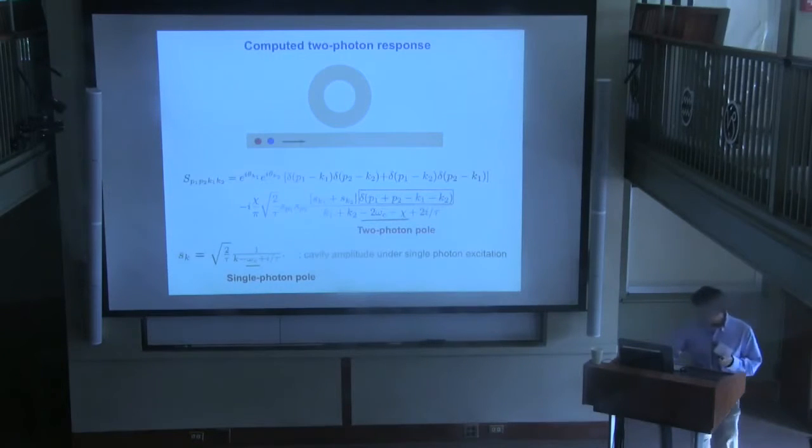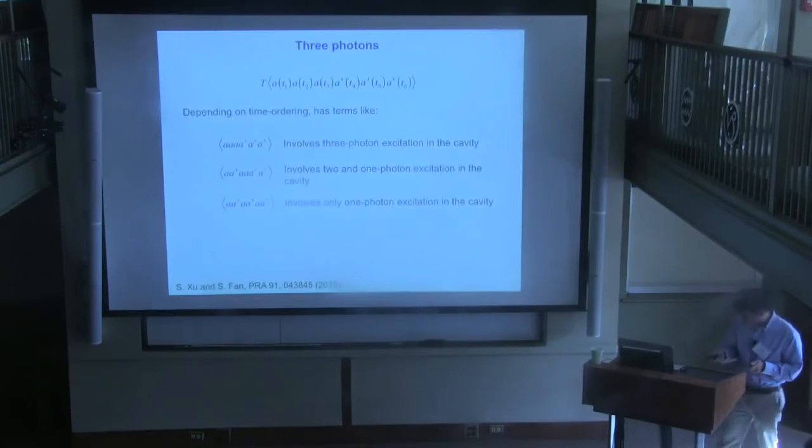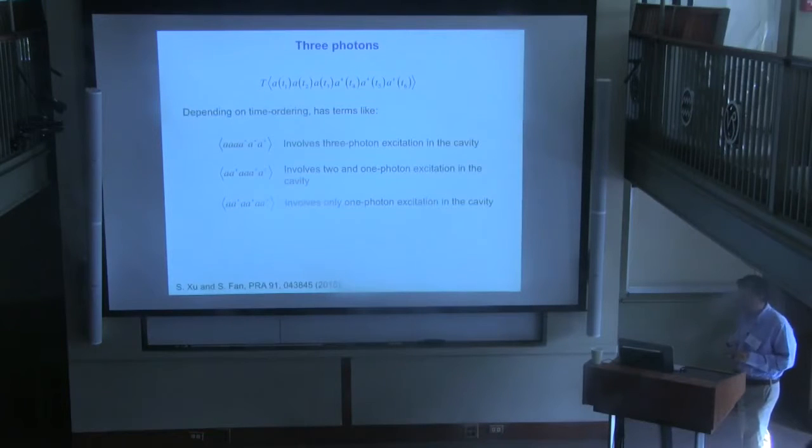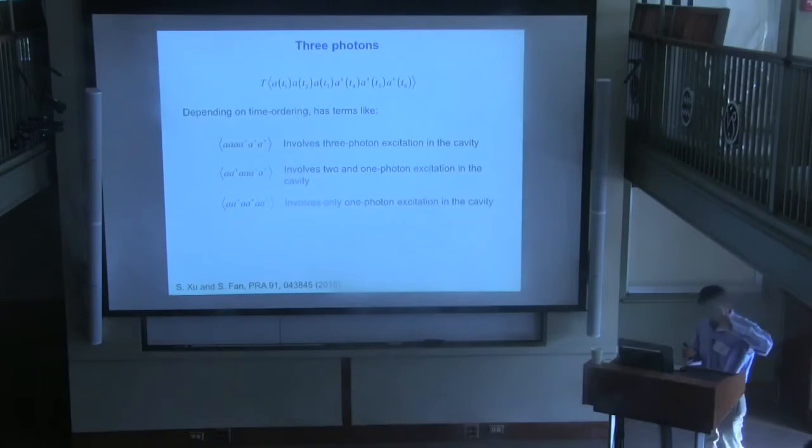So you can go through this process and compute 3 photons. Again, you can write down basically a 3-photon correlation function. There are really 3 different kinds of terms involving 3-photon excitations, 2-photon excitations, and 1-photon excitations, and so on. Depending on time order, you then put it in, and then you can compute the 3-photon S matrix for these kinds of systems as well. So what we present here is really a low-dimensional object like this, that if you can compute it, you will be able to compute the n-photon scattering matrix.